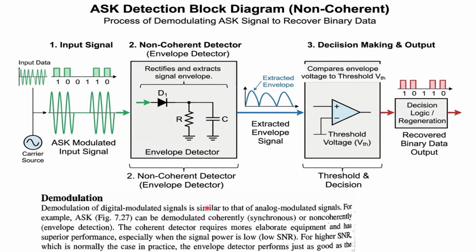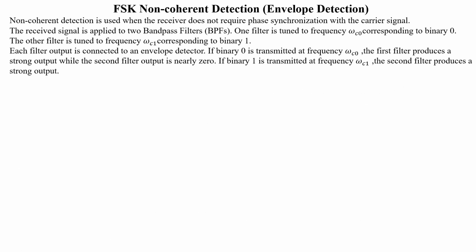So coherently, in that case you need the filter, and it will be synchronous, and non-coherently definitely you need the envelope detection. So the coherent detector requires more elaborate equipment and has superior performance, especially when the signal power is low. So coherent detection is a little bit difficult. However, the non-coherent technique is easy.